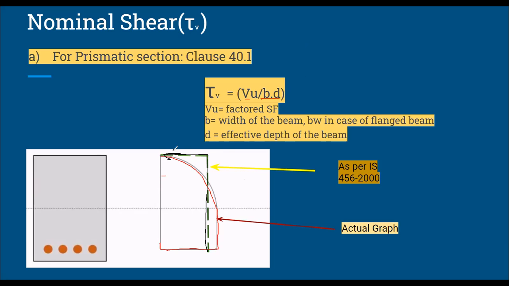Matlab pehle parabolic tha, this part also they have reduced, and the value of this is actually tau v. This is the tau v I am talking about. पहले tau v कितना था? It is different. यहाँ different था, यहाँ different था, यहाँ different है. ठीक है. It was different, but I could say you do not use this. You use a simple constant uniform tau v, which is Vu by bd. So this is the first formula that we'll be using.